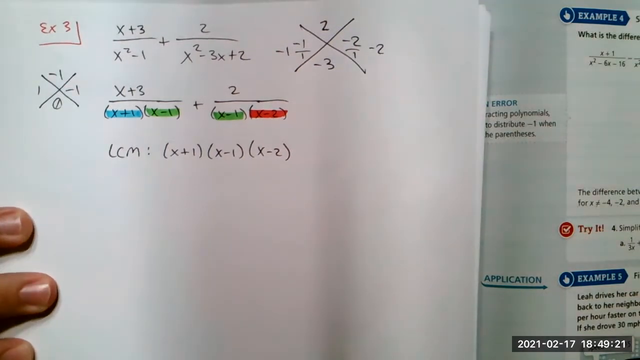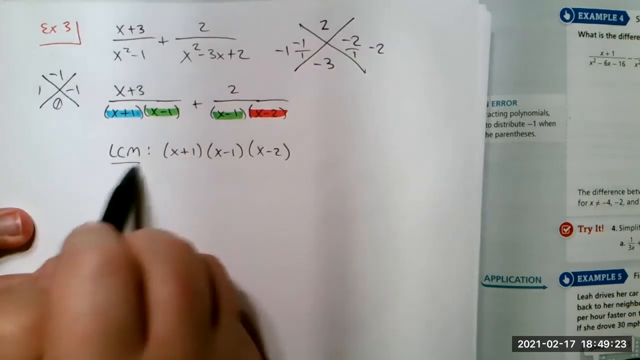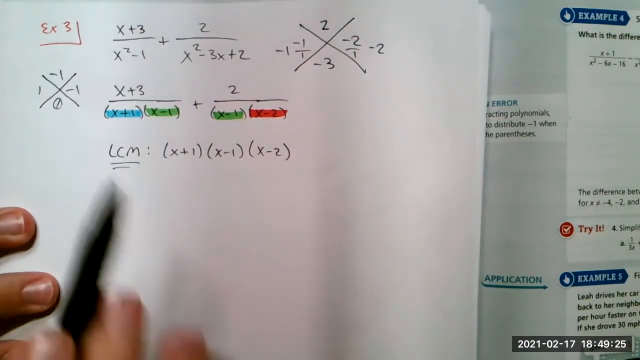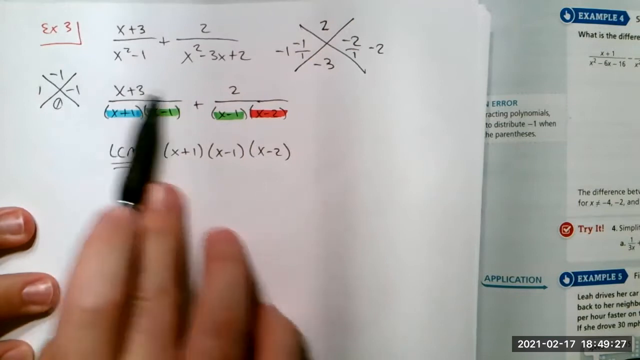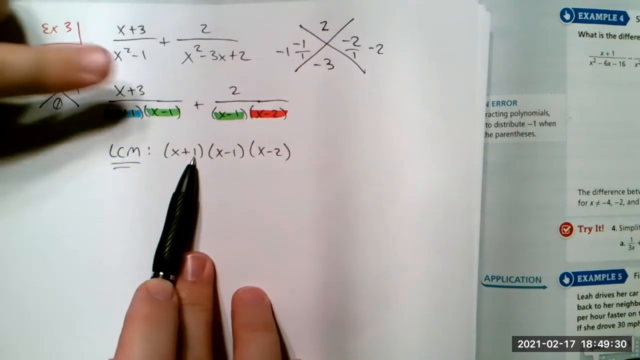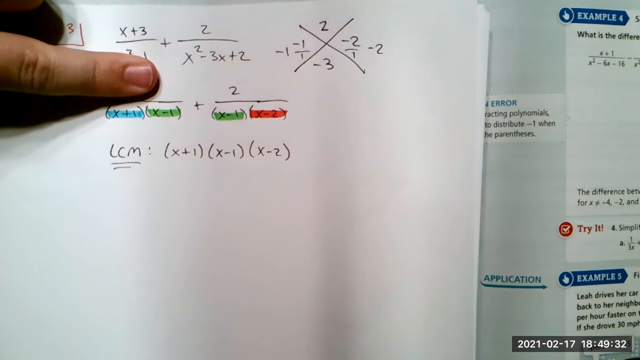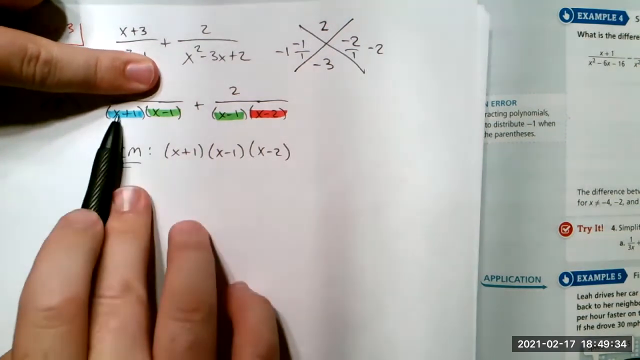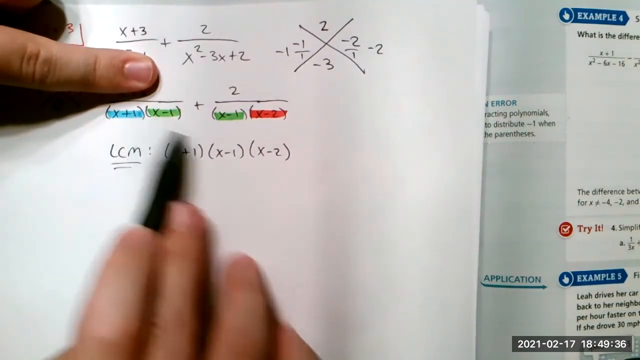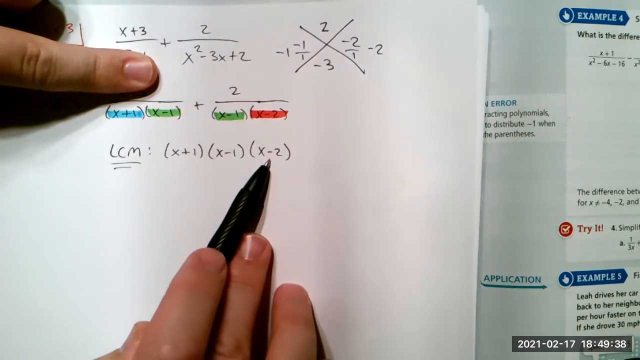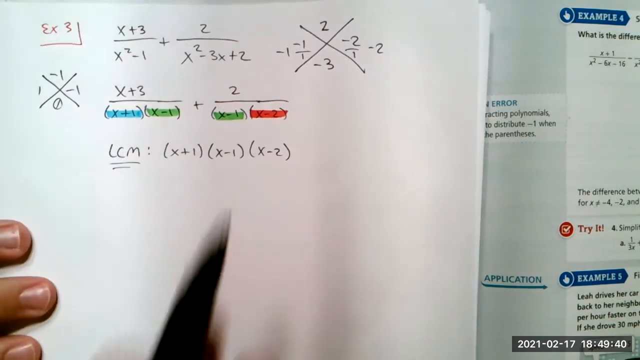All right, so if this is my least common multiple, really important to identify, what am I missing in this first fraction from my least common multiple? Again, I'm still not even looking at my numerator. I don't care. Well, I've got an x plus 1. I've got an x minus 1. So the thing I'm missing is an x minus 2. So let me set this up.